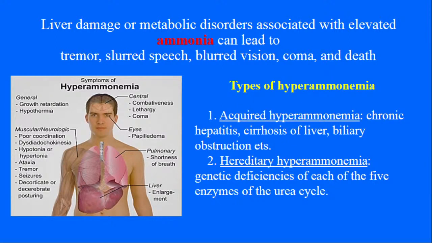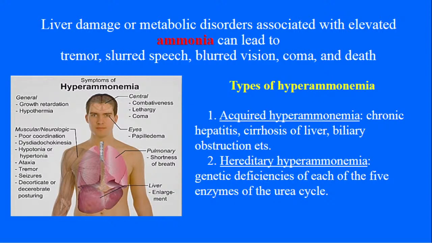Actually, each of the 5 enzymes is described as deficient, and different types of ammoniemia with different severity can be in patients with hyperammonemia. More detailed symptoms of hyperammonemia are represented here.